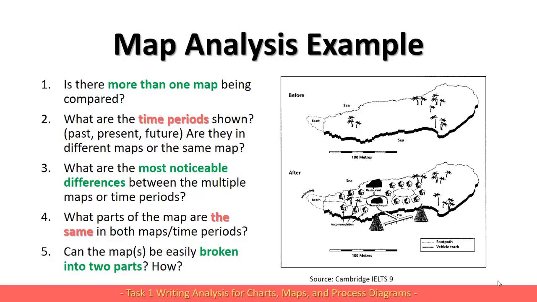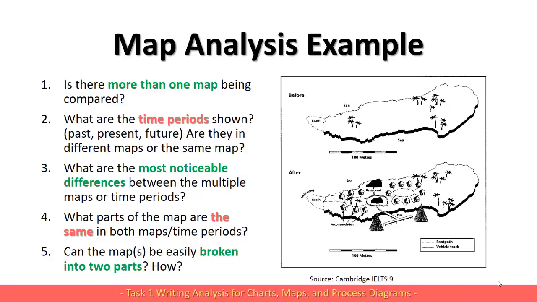And then number 5, can the map be easily broken into 2 parts? How? This is quite an interesting question. Can it be easily broken into 2 parts? Well, if I were writing this, how would I break it down into 2 parts? You could write one about the different buildings that have been built and also about the transport networks that have been made, the footpath and vehicle path.